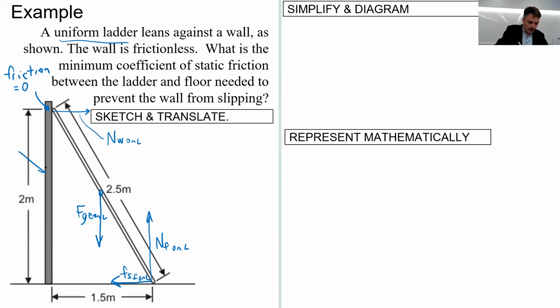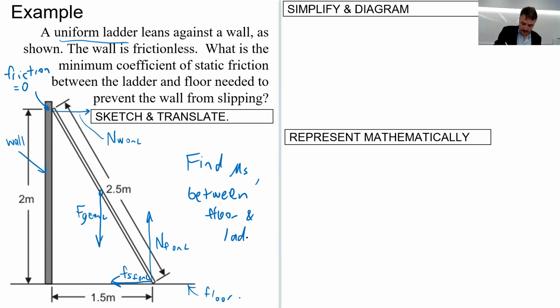So right here is the wall, W. This is the floor. So L is the ladder, F is the floor, W is the wall. And what you're trying to find here is mu sub S between the floor and the ladder. Floor and ladder. Okay.